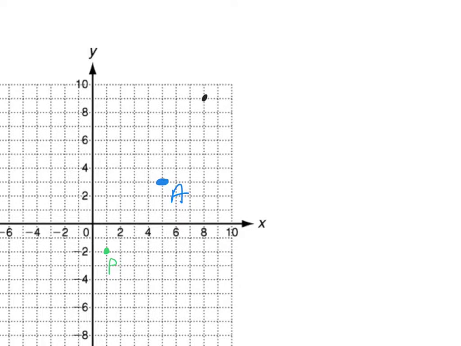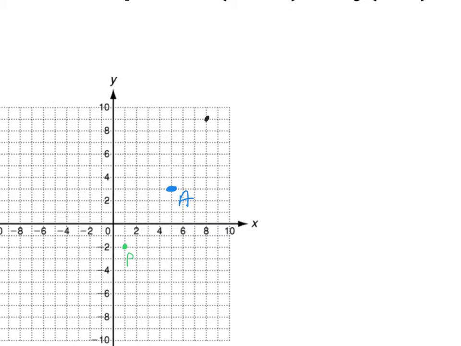They want to know which one is closer. What's your guess? They're equal. Okay, they look like they could be equal. I agree. But mathematically, how would you prove to me which one is closer?